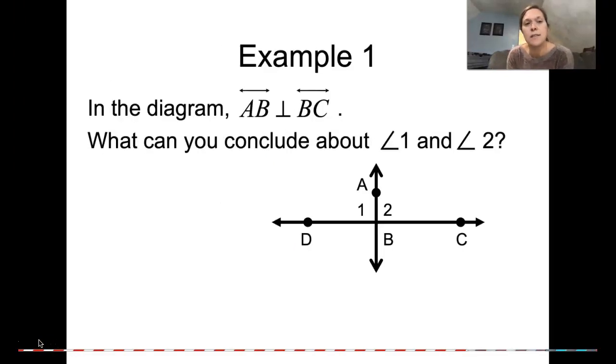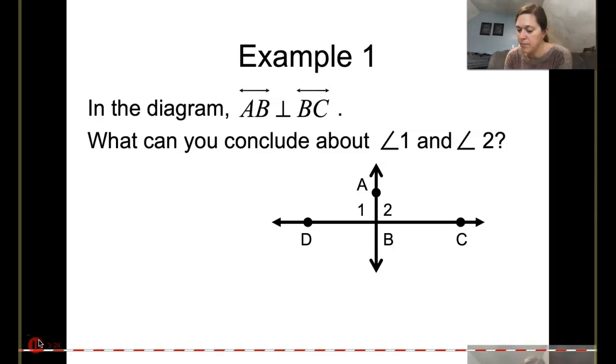Okay, so here's our first example. It says in the diagram, line AB, and then we have a little symbol there that might be new to us, an upside down T. That is our symbol for perpendicular. So that's the shorthand notation for the word perpendicular. You're welcome to use that symbol instead of writing out the word perpendicular. If it was me, I would do that. So line AB is perpendicular to line BC.